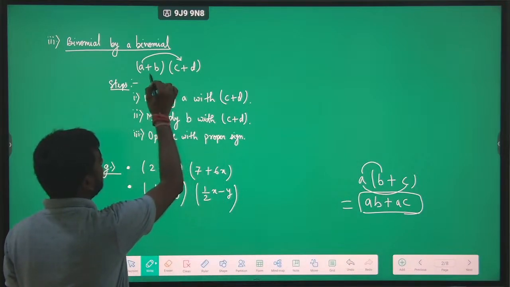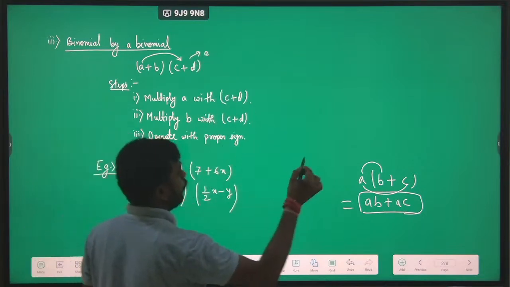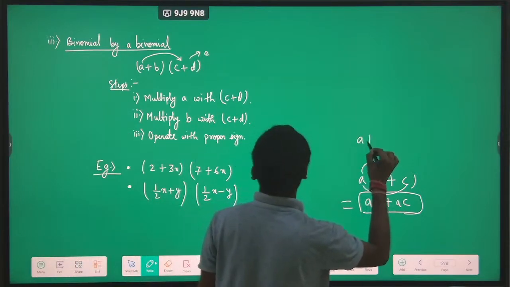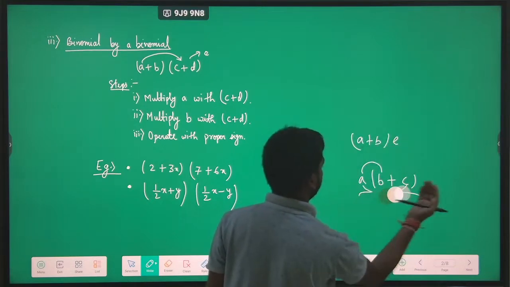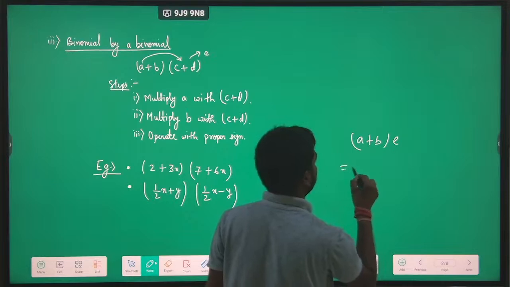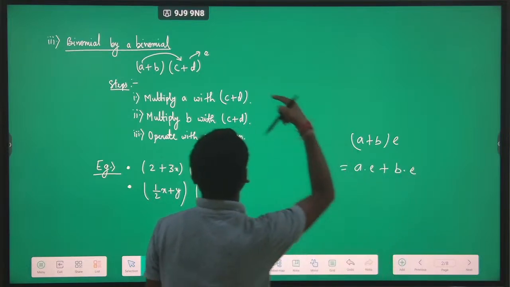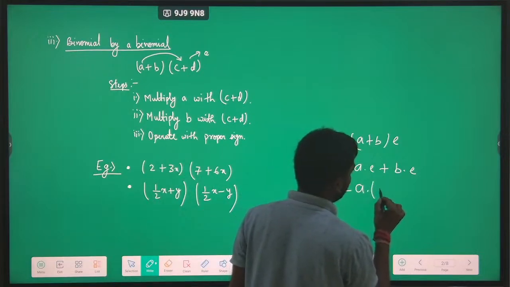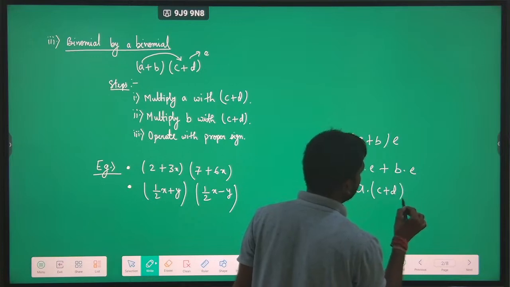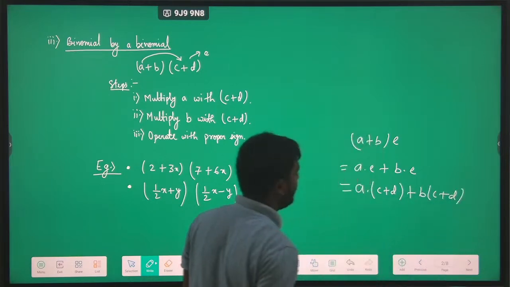Similarly, if we are multiplying this, let us suppose that c plus d is E. So then what happens? (a plus b) into E is actually a into E plus b into E. And what is E? E is c plus d. That means it will be a into (c plus d) plus b into (c plus d). That means what do we have to do?